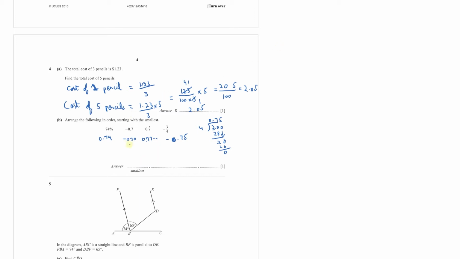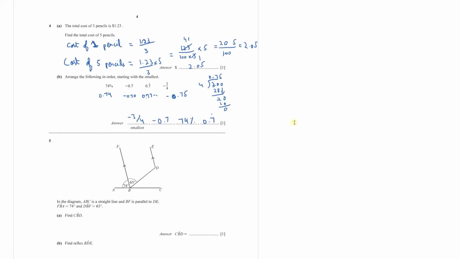So you have two negative numbers. One is negative 0.70, but the other one is negative 0.75. So negative 0.75 is the smallest. So that is negative 3 by 4, and then negative 0.7. And then out of these two positive numbers, one is 0.74, the other one is 0.777. So 0.74 is definitely smaller. So the next number would be 74%, and the last one is 0.777. So this is how you'll solve this problem.